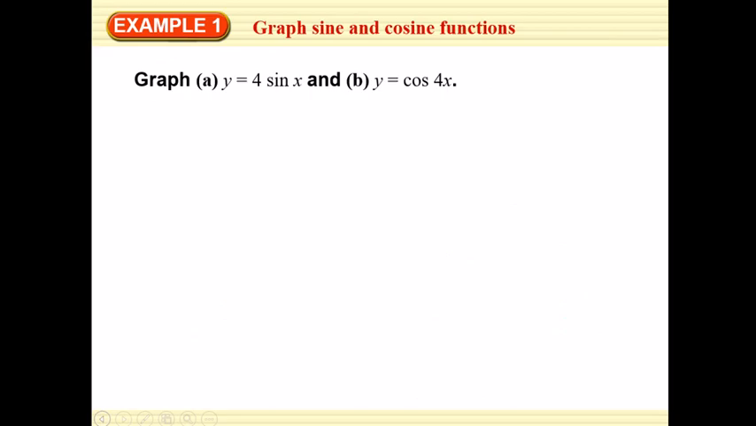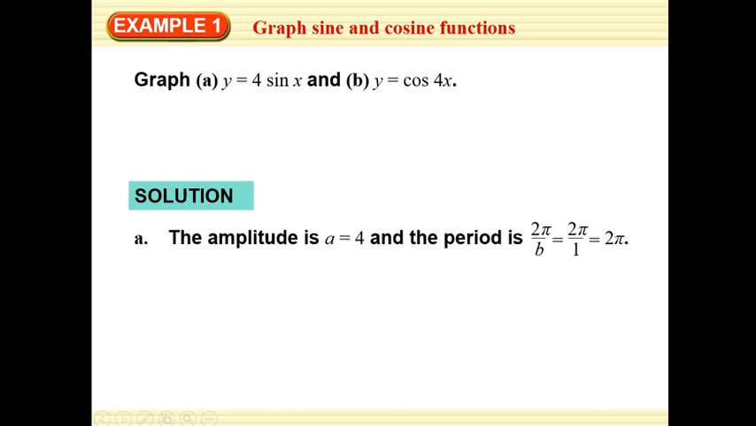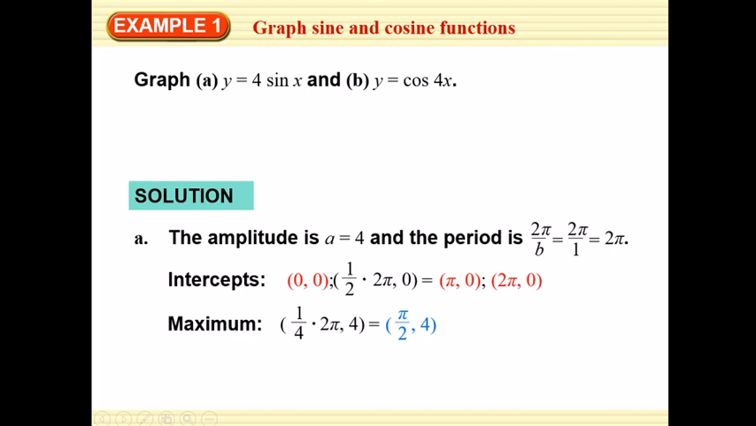Graph y equals 4 times the sine of x, and y equals cosine 4x. So notice these 4's are in different places. Alright, the amplitude here for part A is 4. Alright, so that means my graph is going to be a little bit taller, and then the period is still 2 pi.